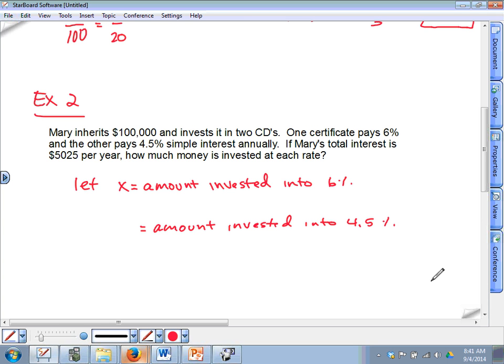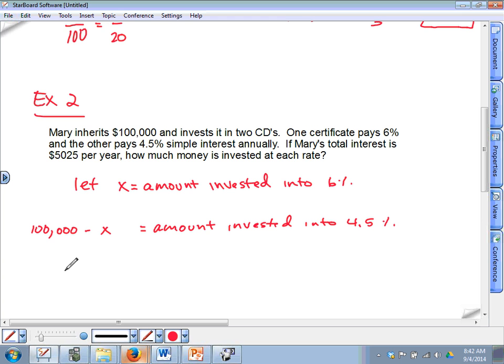Let me give you a small hint. How much total money did she have? 100,000, right? You really need to think about this and answer the questions before I give the answer. So she has 100,000 total dollars. How much has she already invested into the 6%? X. So how much is left? 100,000 minus X. She started with 100,000 and invested X into some CD, so what's left to put into the other fund is 100,000 minus X. So that's what's going to go in this amount right here.